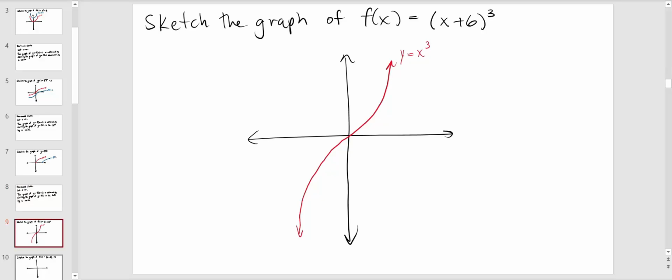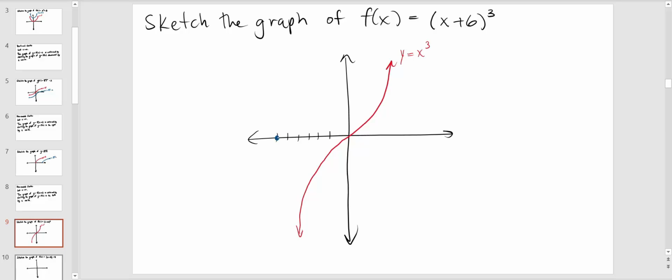And again, just to make sure that makes sense why we would do that, if I want to get an output of 0 from our new function, I'd have to plug in negative 6. It's negative 6, comma 0 that sits on this graph. You can see that by just plugging in negative 6. If you plug in positive 6, you're going to get 12 cubed, which is 1,728. Thank goodness we don't have to plot that point.